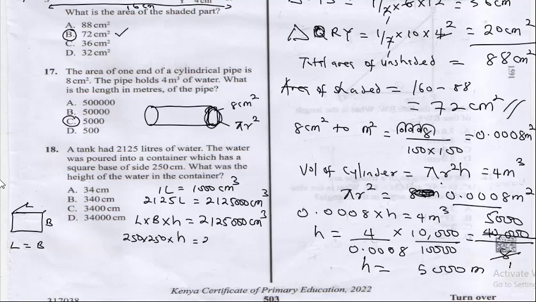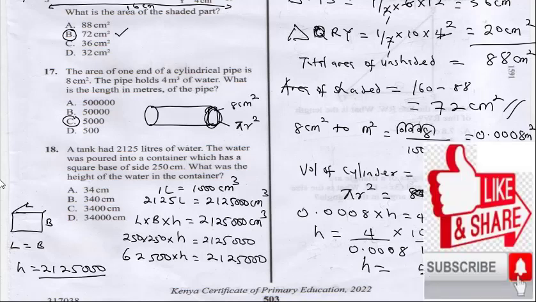So this is going to give us 2125000. So 250 times 250 is going to give us 62500 times h, which will give us 2125000. Now our h is going to be 2125000 divided by 62500. So the 00 cancel out your 00. Okay, so when you divide through, you are going to get 34 as your answer. I've just done the division myself, so take your time, do this division, you are going to get your correct answer.